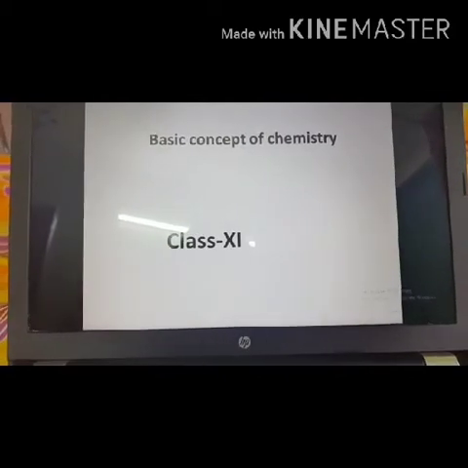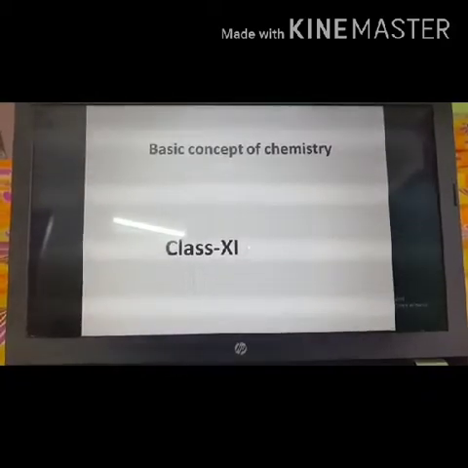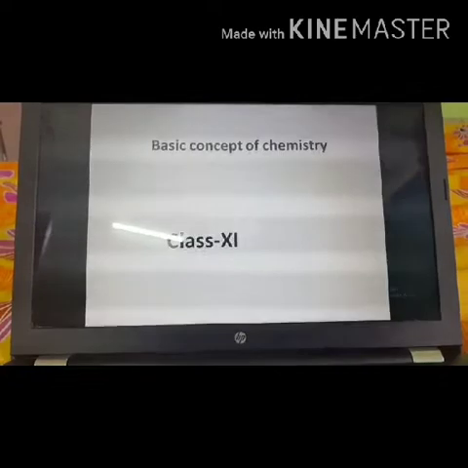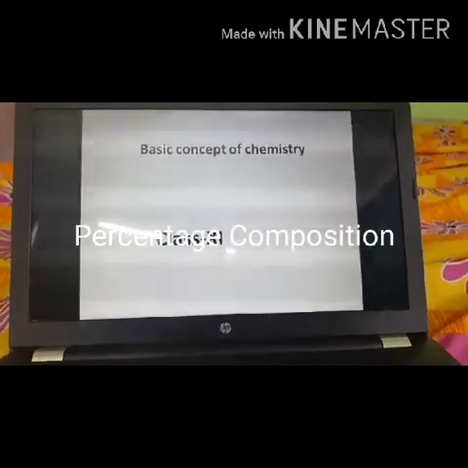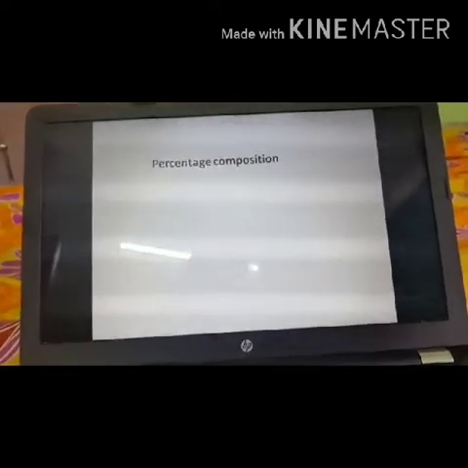Hello students. Today under the basic concept of chemistry of class 11 we will be discussing another topic, that is percentage composition and determination of empirical and molecular formula of a compound from percentage composition. What is this percentage composition?